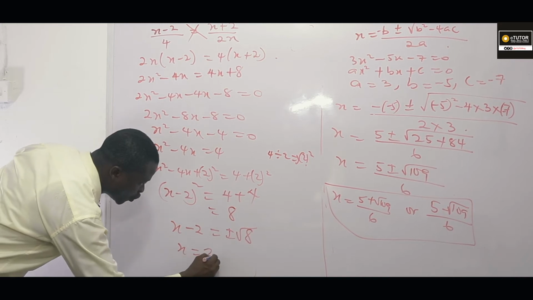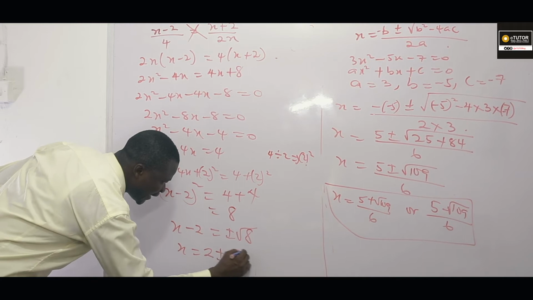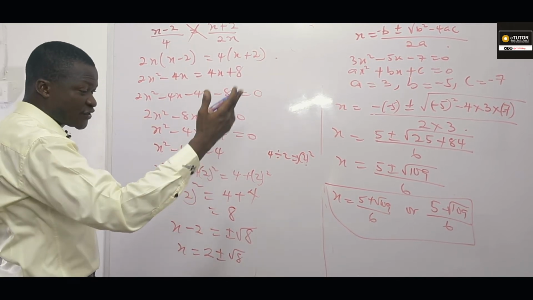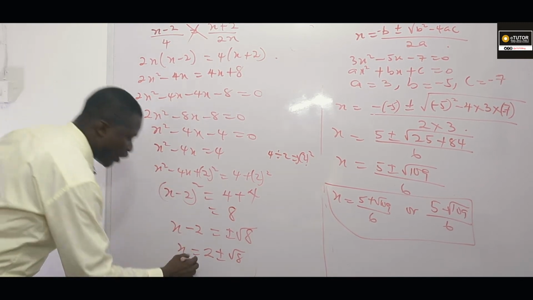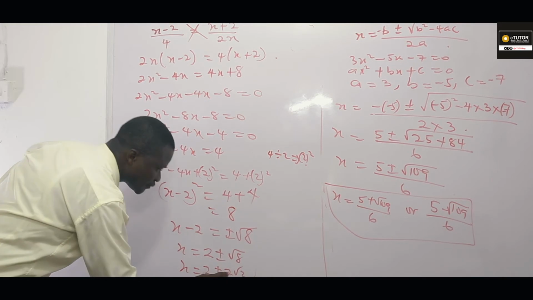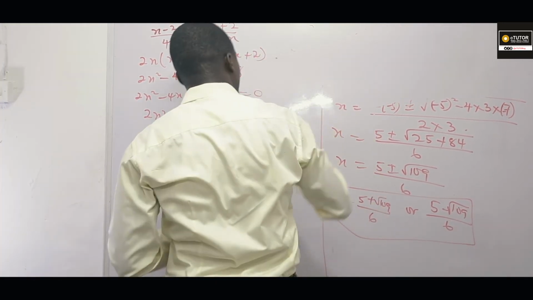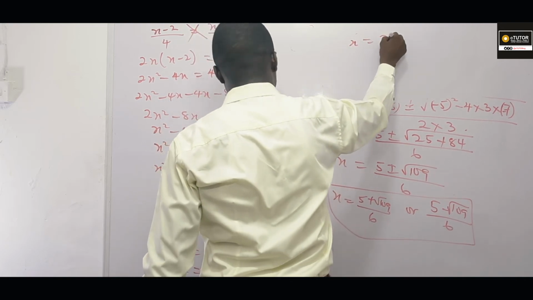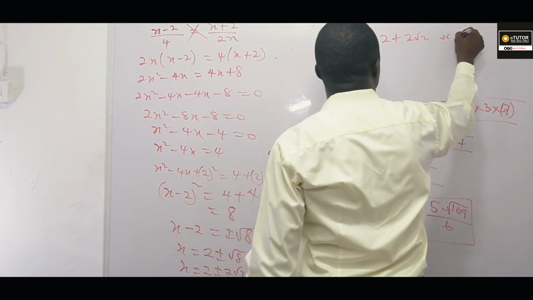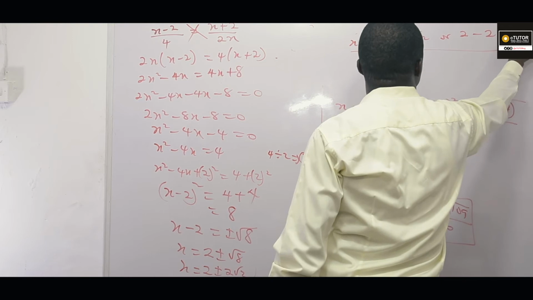x equals 2, when this one comes here it becomes plus, plus or minus root 8. I think that's all. Root 8 will give us 2 point something. Or, preferably, you can leave it in a short form, that's 2 root 2. Finally, what do you have? We have x equals 2 plus 2 root 2, or 2 minus 2 root 2. That's all. That's the answer.